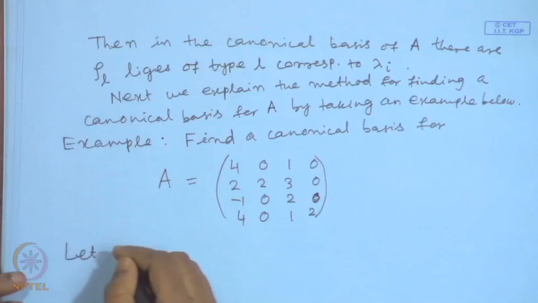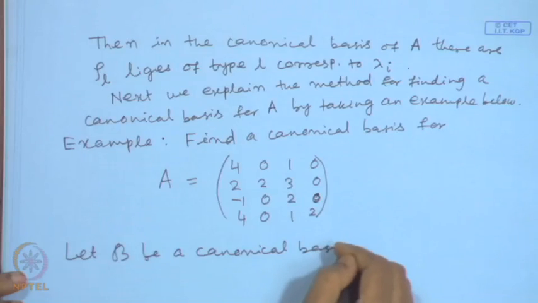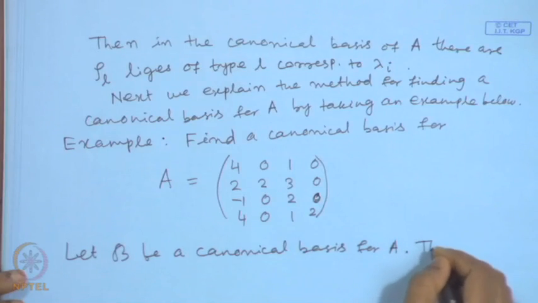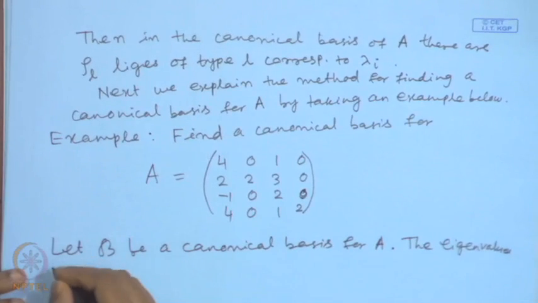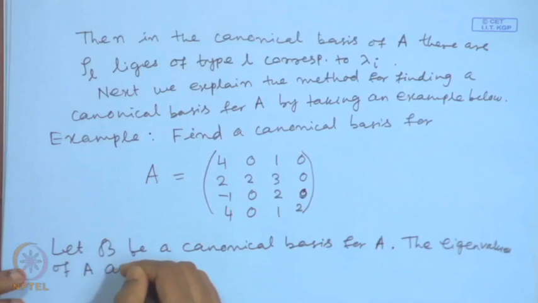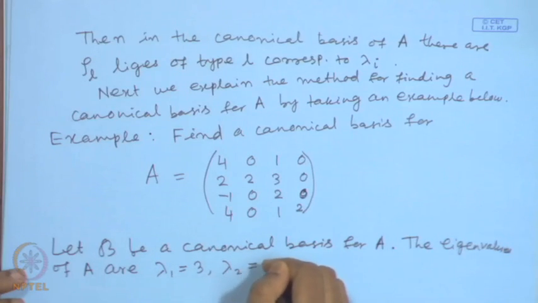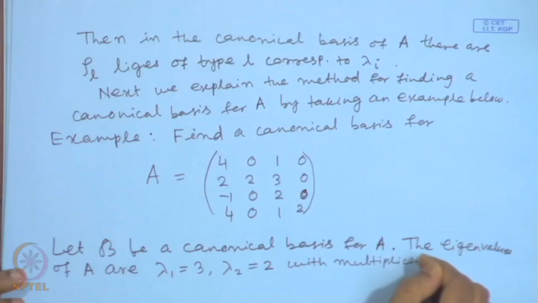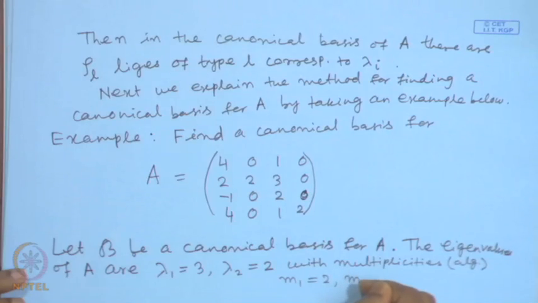Here we find a canonical basis for A in the following manner. Let B be a canonical basis for A. First we compute the eigenvalues of this matrix A: lambda 1 is 3 and lambda 2 is 2, with algebraic multiplicities m1 is 2 and m2 is 2.